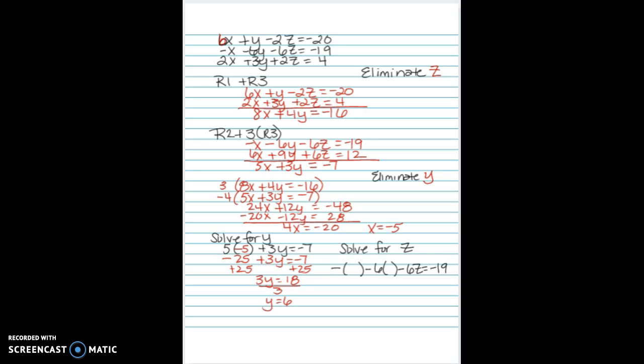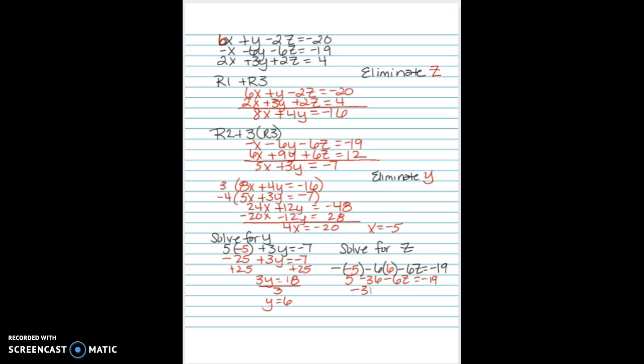Again, using one of the original equations, and it does not matter which one, I substitute in both x and y to solve for z. I'm going to use the middle equation, so I have negative 5 minus 6 times 6 minus 6z equals negative 19. So positive 5 minus 36 minus 6z equals negative 19.